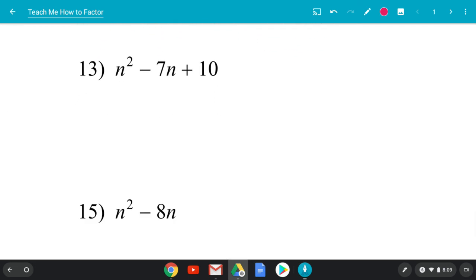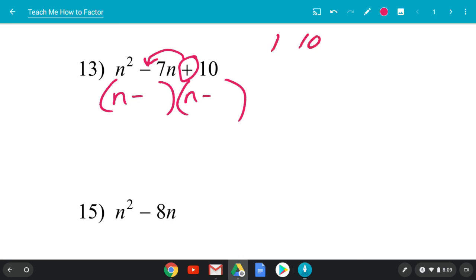13. Is there a GCF? No. Is there a leading coefficient? No. Split in signs. Put an N in each. Signs are going to be the same. Both negative. List of factors of 10. 1 and 10. 2 and 5. Which of those come together to get me a 7? 2 and 5. Cool. Last one, number 15.